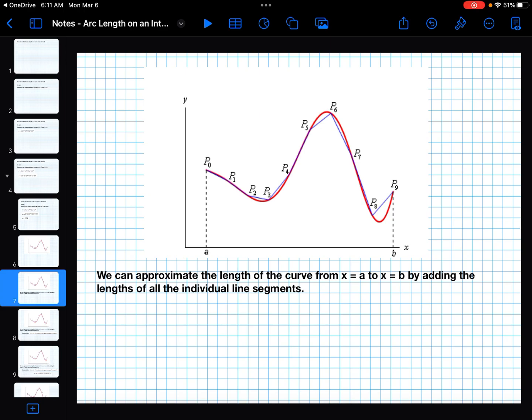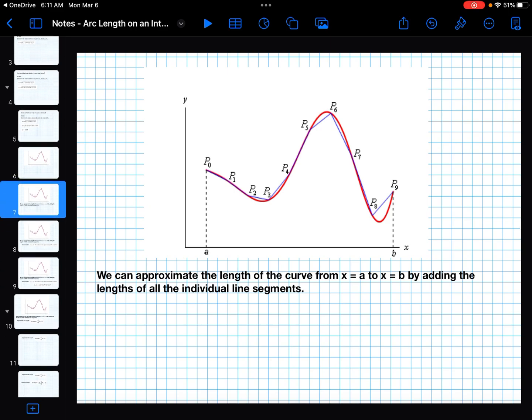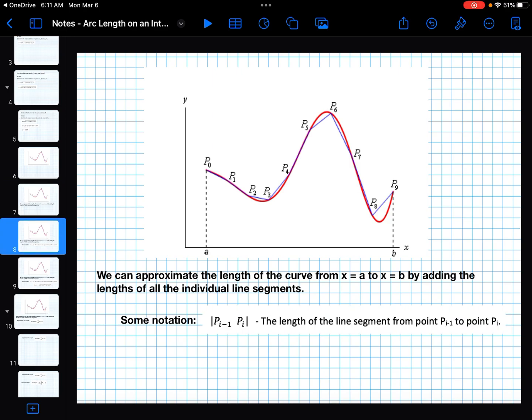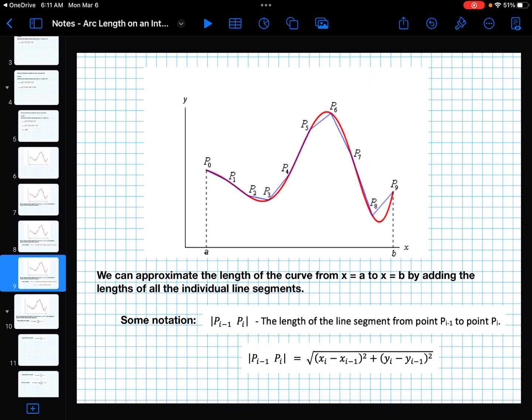That's what happens. And obviously, the more line segments we use, as they get smaller and smaller and we increase the number of them, our approximation is going to get better and better. Now, there's a little notation here. It looks like it's inside absolute value, but it really just means the length of the line segment from one point to another. So what we're going to do, again, is add all of those lengths together.